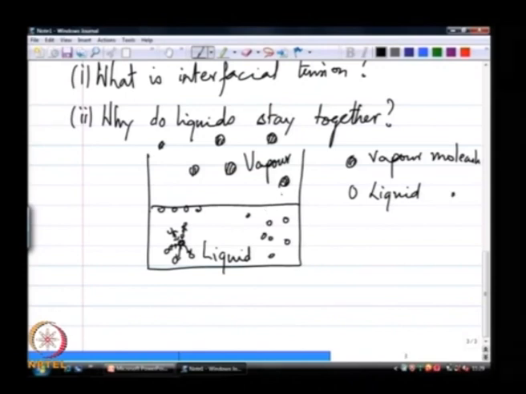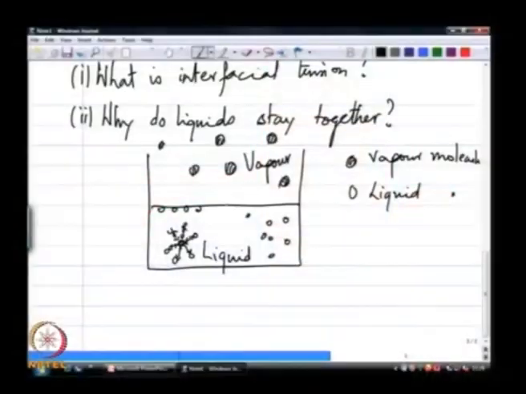These molecules are not stationary by any stretch of imagination, they are all in some configuration of random motion. Now, a molecule that is deep inside the liquid is subject to these equal and opposite forces from several molecules that are surrounding the one liquid molecule. Like I said, this is not a static picture, it is a very dynamic picture, but you can imagine it as a snapshot of that dynamics.